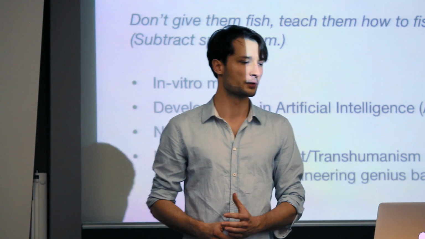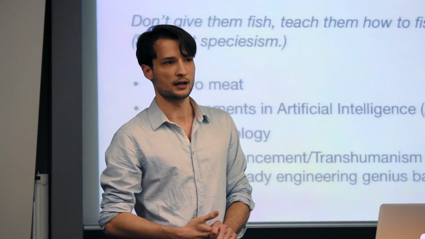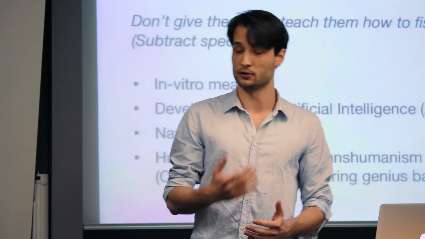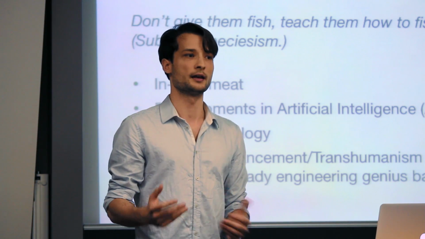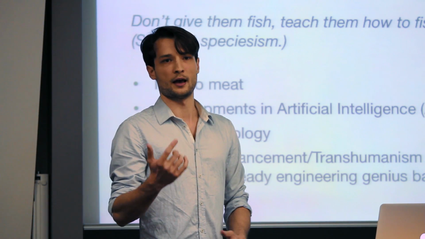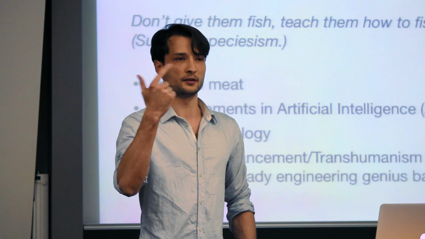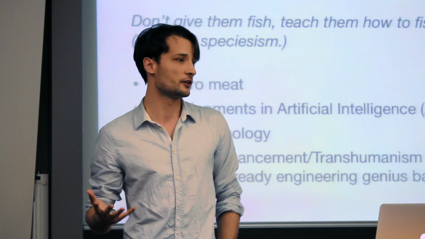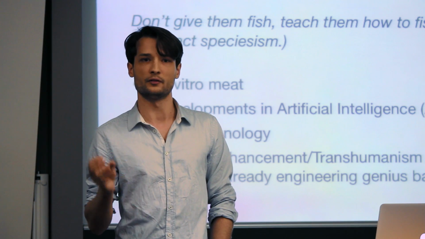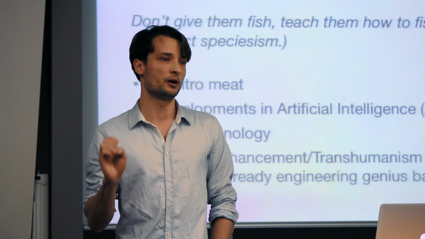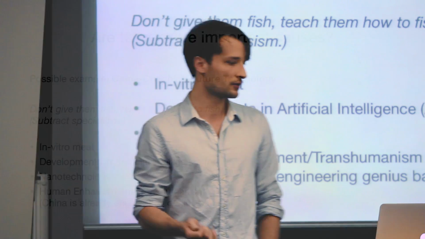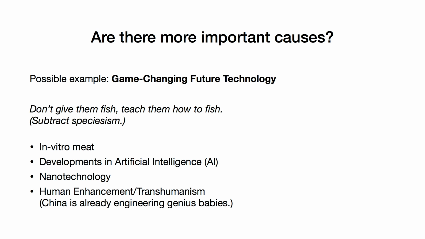For example, many people believe that developments in artificial intelligence have very high priority. Imagine that we could develop a computer which is more intelligent than a human being, and then this computer could improve itself further and further. This is what people call an intelligence explosion. Then we would have an artificial intelligence which would be able to solve all our problems much more efficiently. There are other future technologies such as nanotechnology or even human enhancement which may have a similar leverage effect.